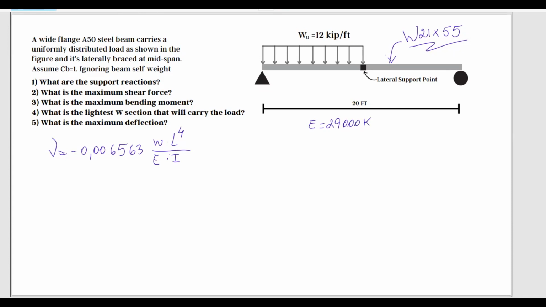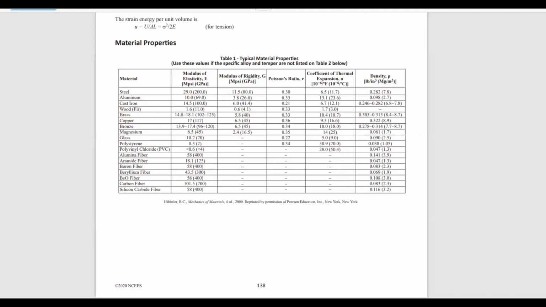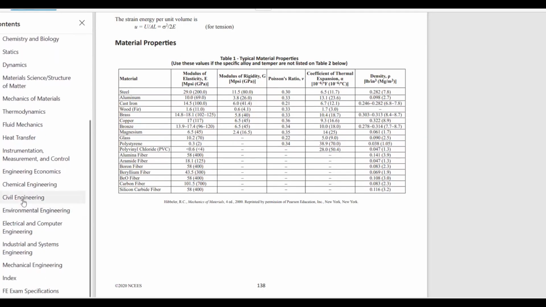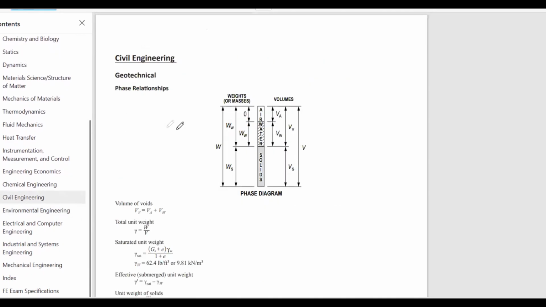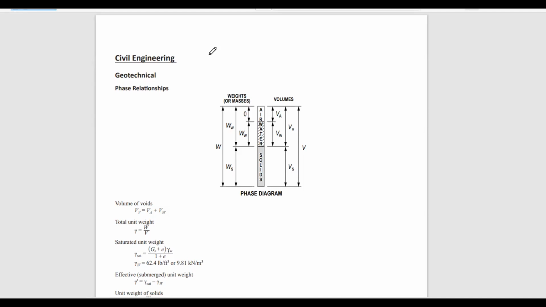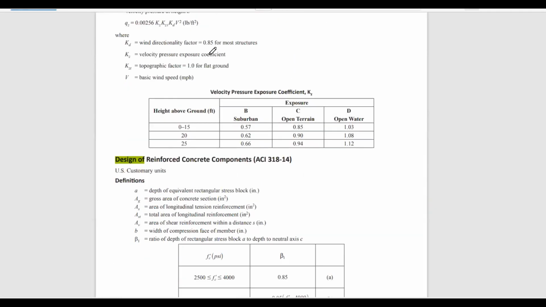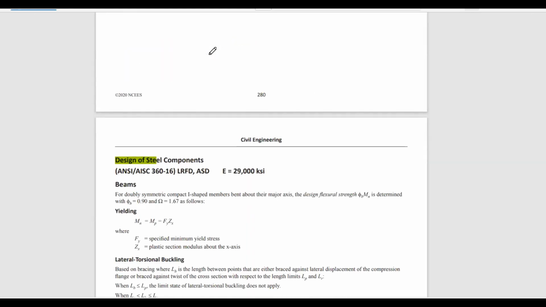29,000 KSI. And KSI is, if you're not familiar, kip per square inch. I'm just going to put it out there just in case. And then moment of inertia for this beam, we're going to go to not mechanics of materials, that is under civil engineering. We have to scroll all the way down to design of steel components. Design of steel, and that gets you to this page.